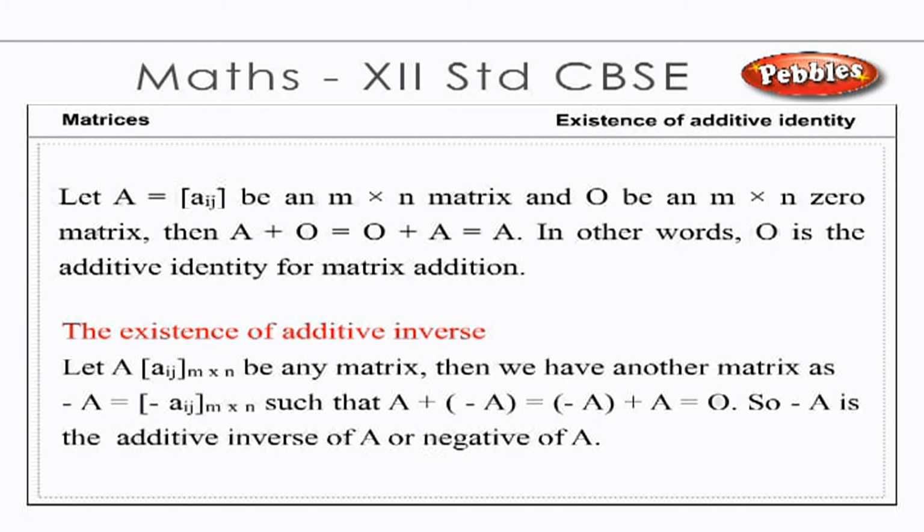The existence of additive inverse. Let A = [aij] m×n be any matrix. Then we have another matrix, −A = [−aij] m×n, such that A + (−A) = (−A) + A = O. So, −A is the additive inverse of A, or the negative of A.